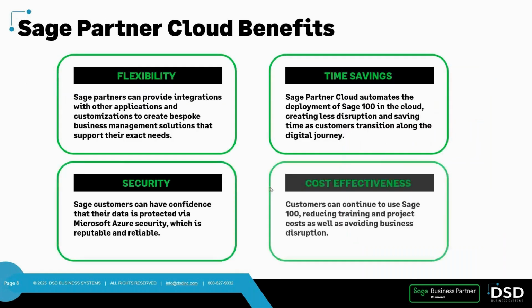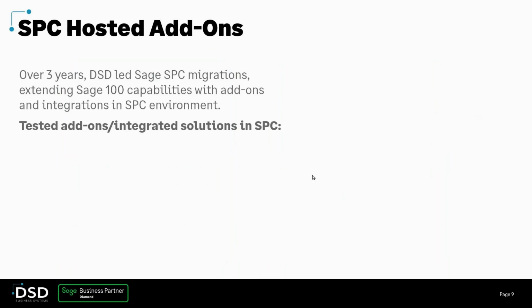So benefits, it's very flexible. It allows us to be able to use your Mass 90 or your Sage 100 out there. It gives you some time savings from a standpoint of automates the cloud and automates the less disruptions. The security for it, we can protect it through the Azure security, and it's very cost effective.